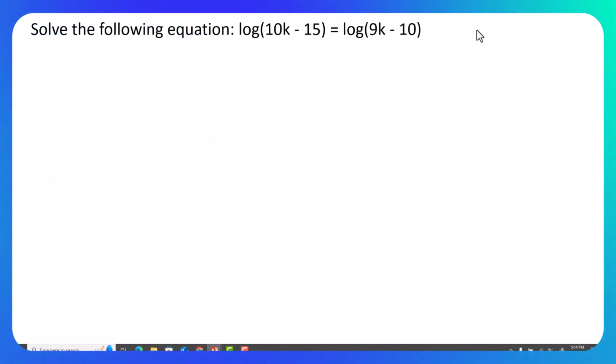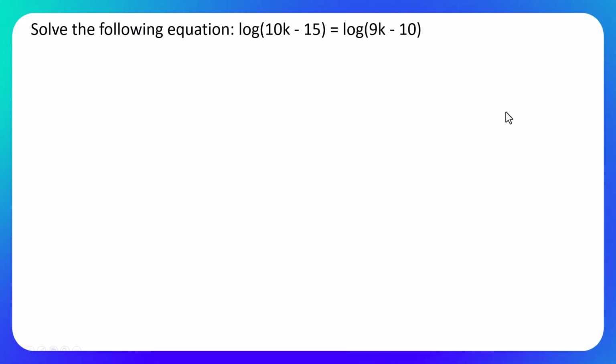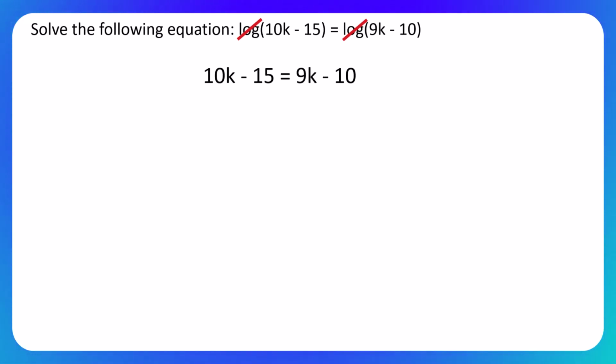Right now we're asked to solve the following equation. Log of 10k minus 15 equals log of 9k minus 10. This is a common log. It's log base 10. You don't see the base. We can go ahead and mark out the log. We have base 10. This is a common log. So we're going to cross out log on both sides and set up the equation 10k minus 15 equals 9k minus 10. And we're going to work on solving that.